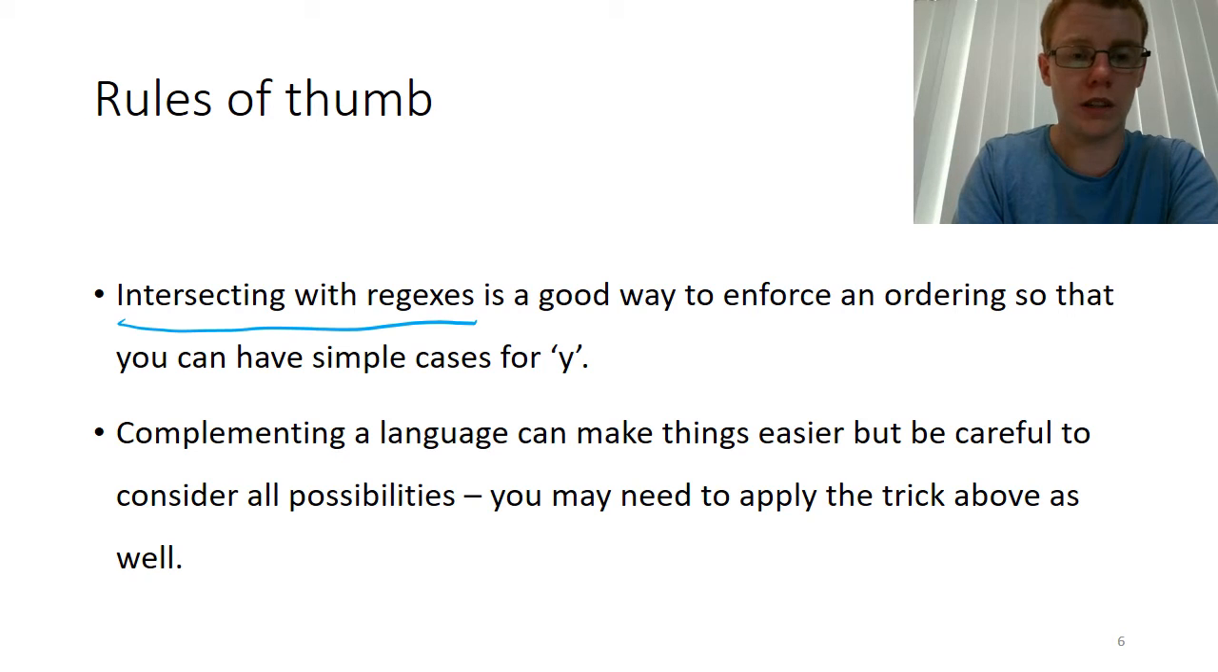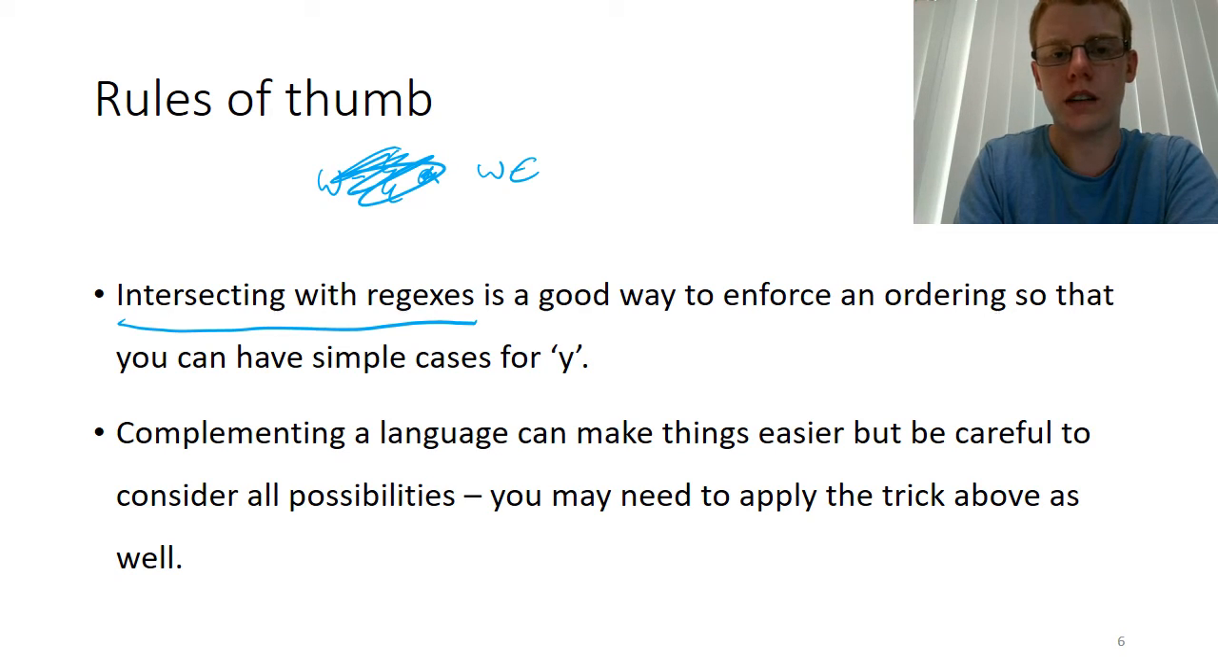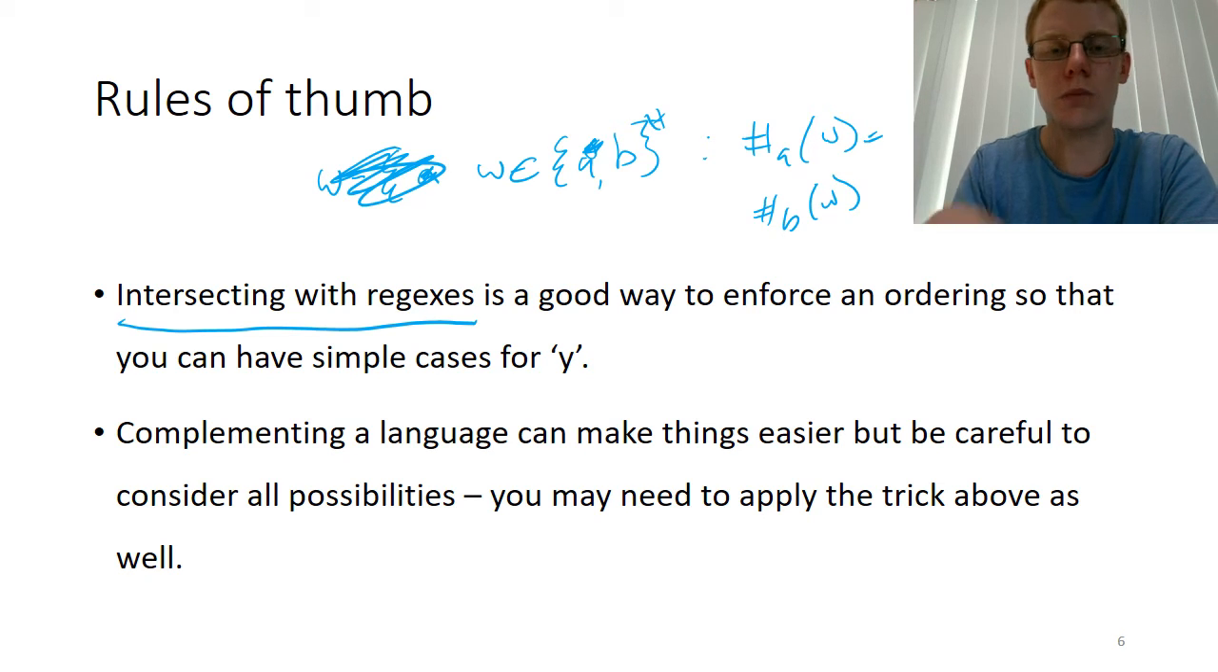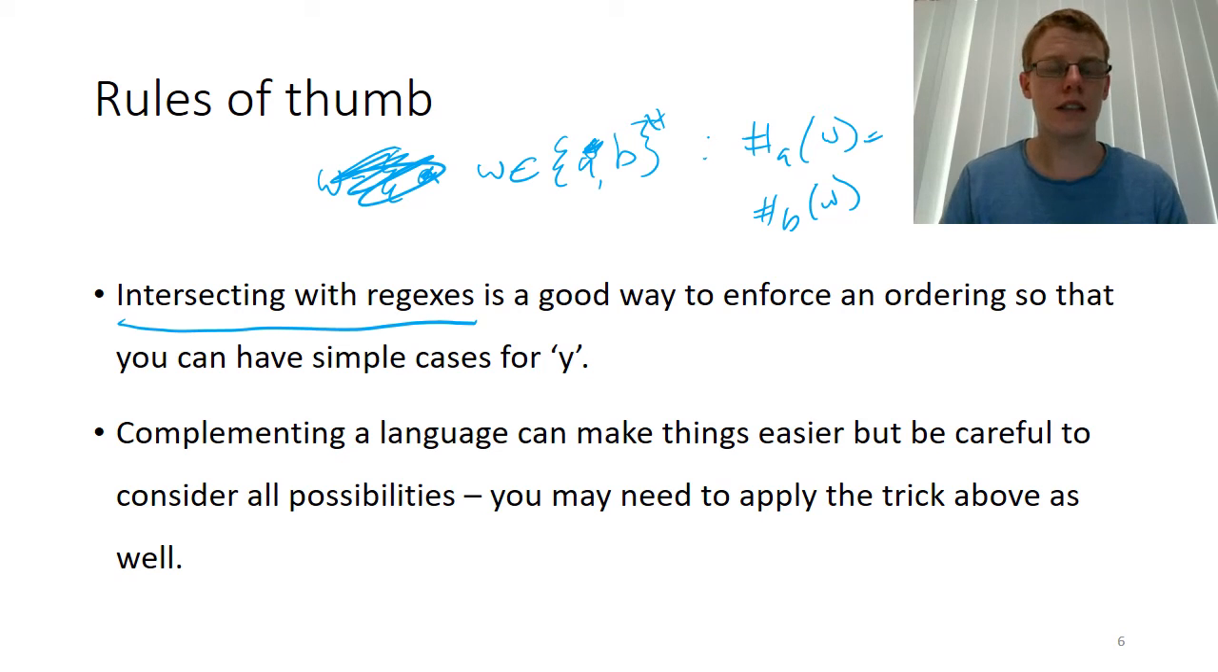A good example might be the language where we've got W coming from {A, B} Kleene star, such that the number of A's in W is equal to the number of B's in W. Now that is a complicated pumping theorem proof to do, but it's easy if you intersect it with A star, B star, because the resulting language is A^n B^n.